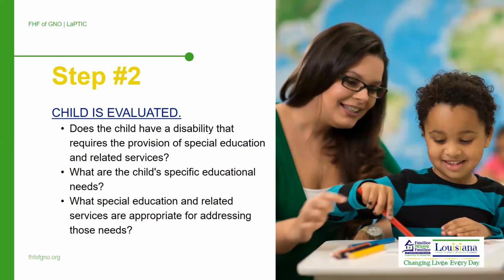Step 2, the child is evaluated. Evaluation is an essential step in the special education process for a child, and it's intended to answer these questions. First, does the child have a disability that requires the provision of special education and related services? Second, what are the child's specific educational needs? And then third, what special education services and related services are appropriate for addressing those needs? The evaluation results will be used to decide the child's eligibility for special education and related services and to make decisions about an appropriate educational program for the child.